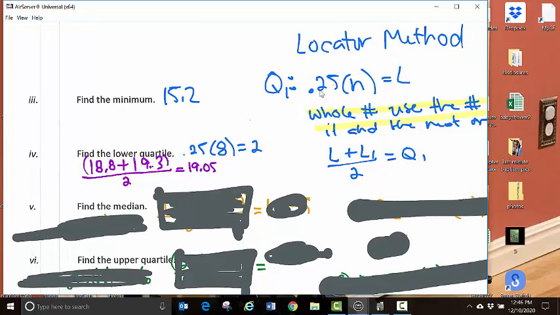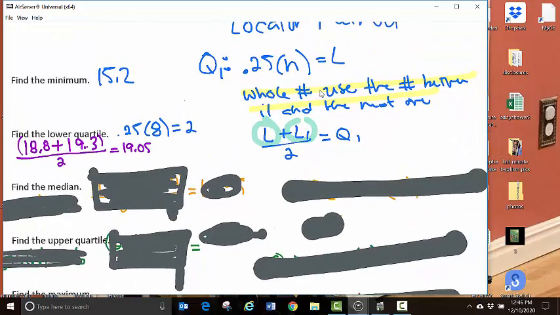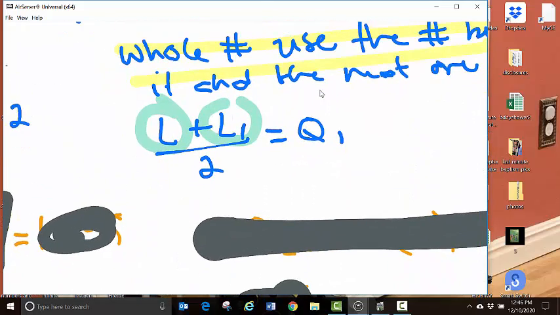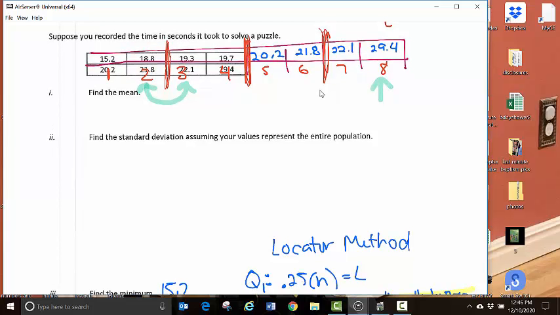So 0.25 times 8 is 2. 2 is not a decimal, it is a whole number. So I'm going to want to find the average of 2 and the number that's one above it. So if my locator number is 2, this is 2 and this is, it should say something like L plus 1, like 1 up, okay? That's my locator number. So I'm going to find the average between those two numbers.